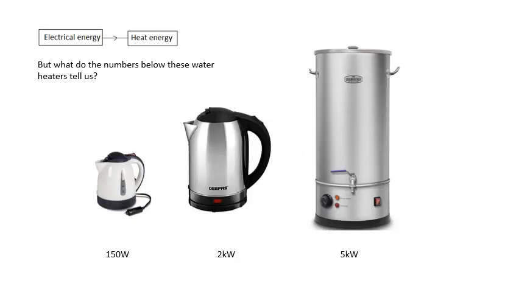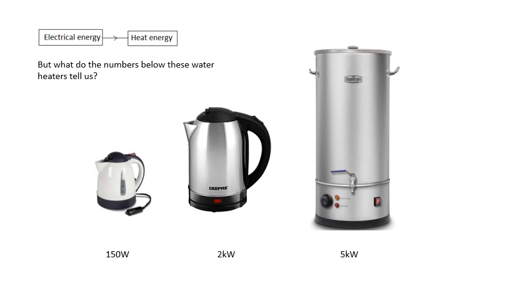Now, these are three kettles. They are water heaters. And what do they do? They transfer energy. They transfer electrical energy into heat energy. That is their job. That is the energy transfer. But what's the difference between them? Well, look at the numbers underneath. The first kettle is like in a caravan or in a cheap hotel, and it says 150 W. W is watts. It's 150 watts.